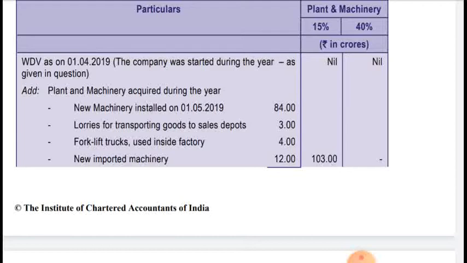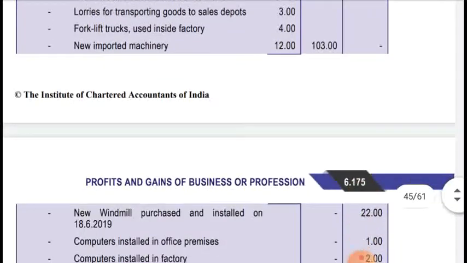In the above calculation we have not charged depreciation on it. On 84 lakhs we have computed depreciation, on 3 lakhs we have computed depreciation, and on 4 lakhs also we have computed depreciation. So we have computed additional and normal depreciation both. And now let's move on.